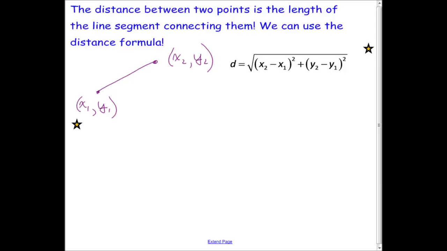And x2 minus x1 gives you this distance here, delta x, and y2 minus y1 gives this distance here, delta y, and we know that in a coordinate system, that gives us a right triangle, and that's how the distance formula was developed using the Pythagorean theorem, as you know. All well and good. But again, we're interested in the distance between a point and a line.